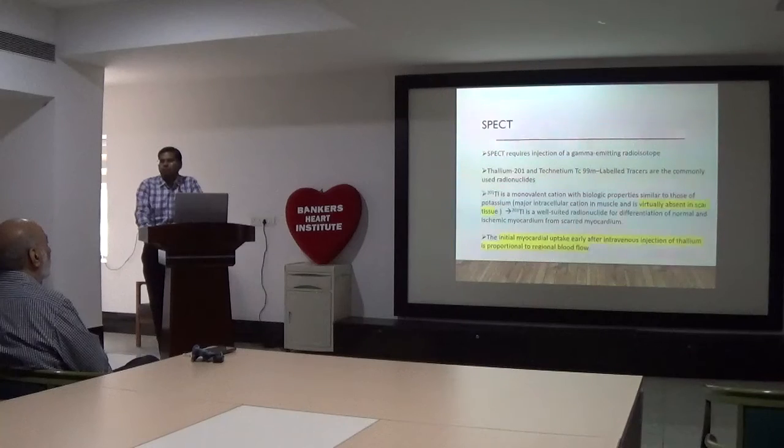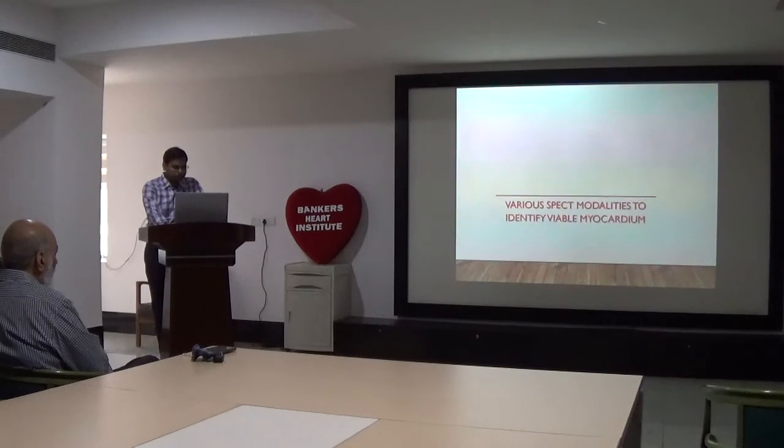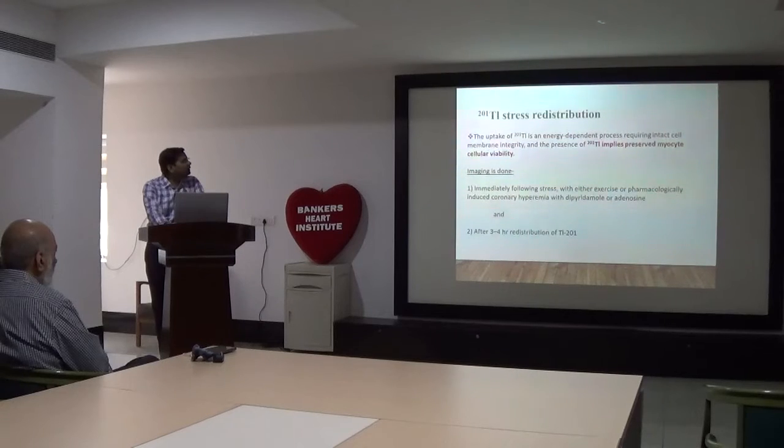The thallium-201 has properties similar to potassium. So the intact or viable myocardium, with intact cell membrane, causes active absorption of thallium-201. And the scar tissue, which is non-viable or necrosed tissue, is not able to concentrate the thallium. The initial myocardial uptake after an IV injection of thallium is proportional to the regional blood flow. The uptake of thallium is energy dependent, and if uptake is there, we can say it is present myocardial viability.